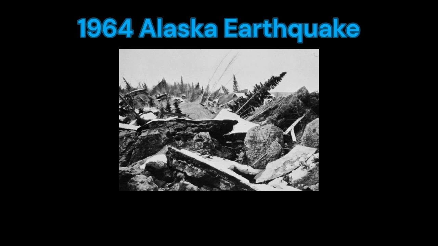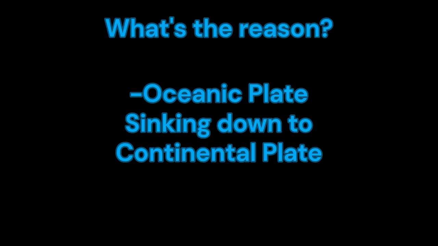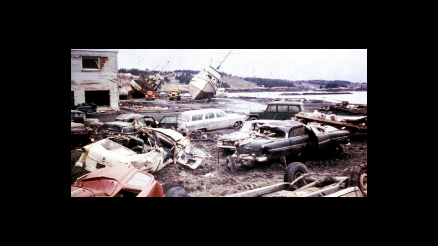The next one is another megathrust earthquake. It's called the 1964 Alaska earthquake with a large 9.2 on the Richter scale. Also known as Good Friday, this earthquake occurred on 27 March 1964 at exactly 5:36 Alaskan Standard Time. The cause of this earthquake is the oceanic plate sinking down beneath the continental plate. This earthquake also caused a tsunami.